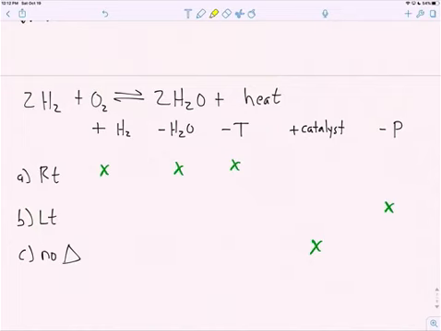What happens if we add a catalyst to this reaction? Absolutely nothing in terms of equilibrium. What happens if we lower the pressure? If we lower the pressure, that means that we're going to shift to the side that has more moles of gas. In this case, it is the reactant side.